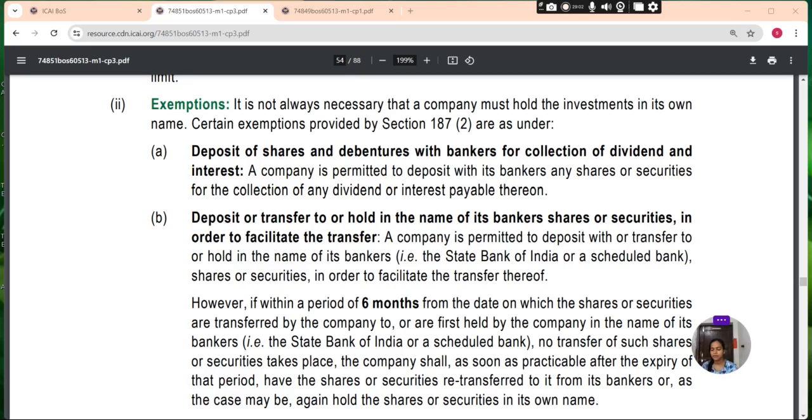A company is permitted to deposit with its banker any shares or security for the collection of any dividend or interest payable thereon. It may deposit with or transfer to or hold in the name of its banker, the State Bank of India or a scheduled bank, shares or security in order to facilitate the transfer thereof.